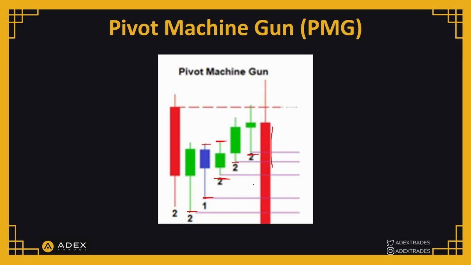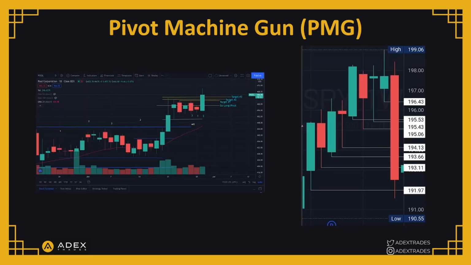So that's your PMG. When you see, like right now, SPY going 2 down, 2 down, 2 down, 2 down, 2 down, 2 down, 2 down, it's leading to a possible PMG back to the upside, if that makes sense. Now let me show you some examples.